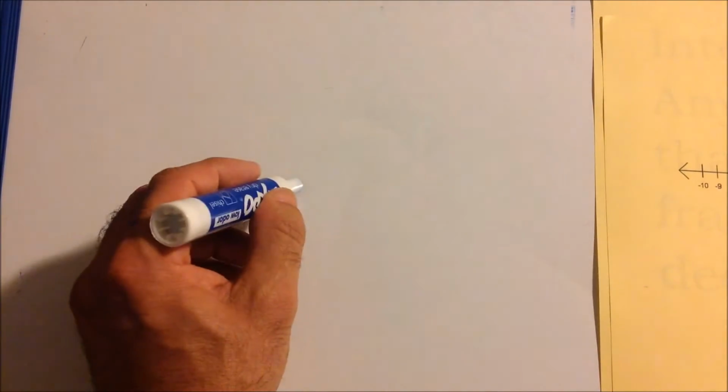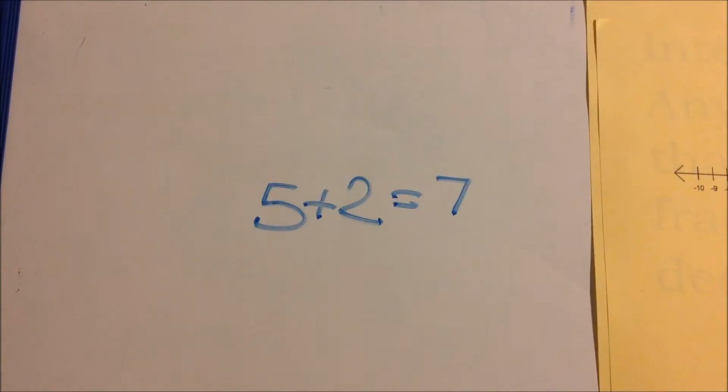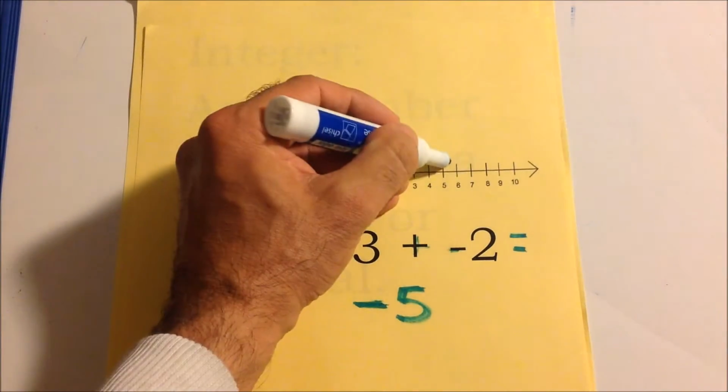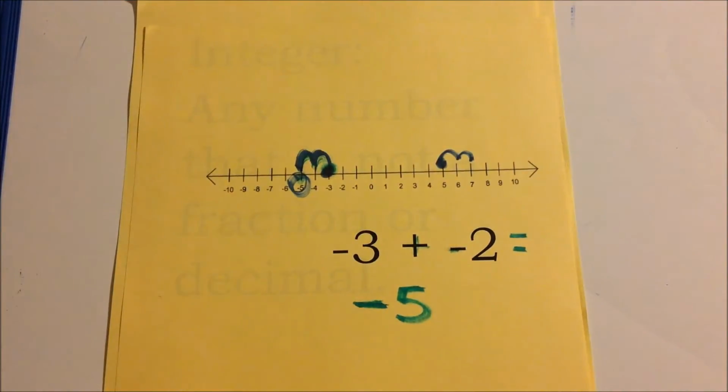Okay, so let's look at some other example. Let's say we know 5 plus 2, right? We know 5 plus 2 is 7. Same thing on a number line. We have 5, and we're adding 2 on the number line.